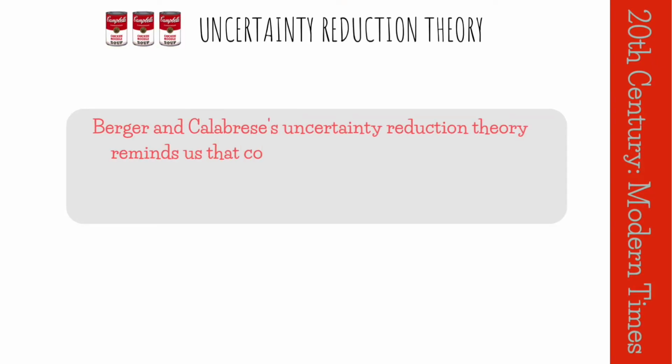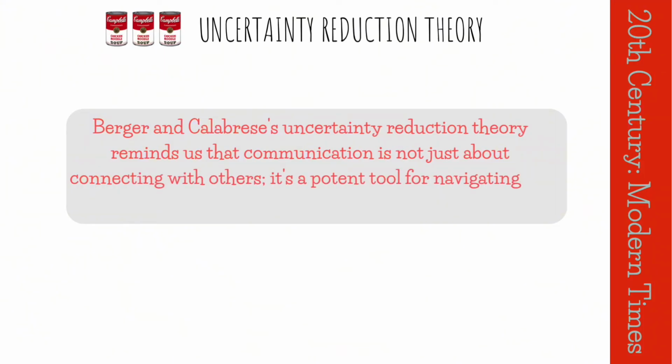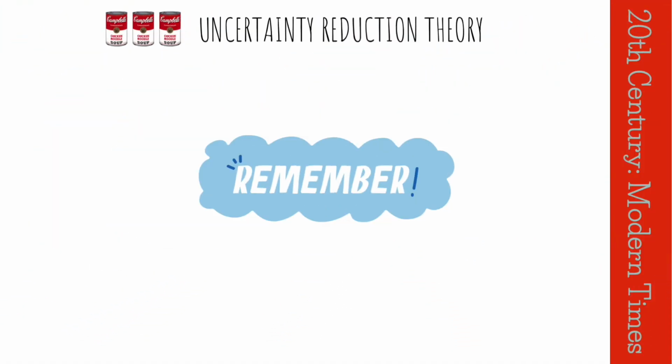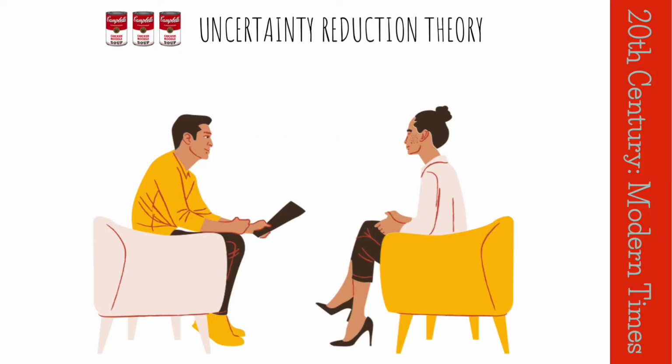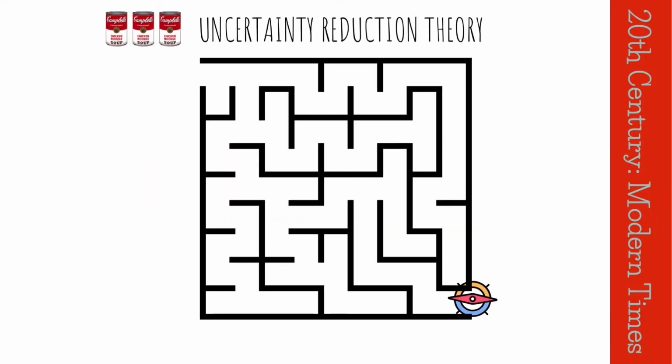Berger and Calabrese's uncertainty reduction theory reminds us that communication is not just about connecting with others, it's a potent tool for navigating the intricate maze of cultural uncertainty. As we conclude today's exploration, remember that effective communication is your compass in the labyrinth of uncertainty. By actively engaging with others and seeking clarity when needed, you can confidently traverse the ever-changing landscape of cultural reality.